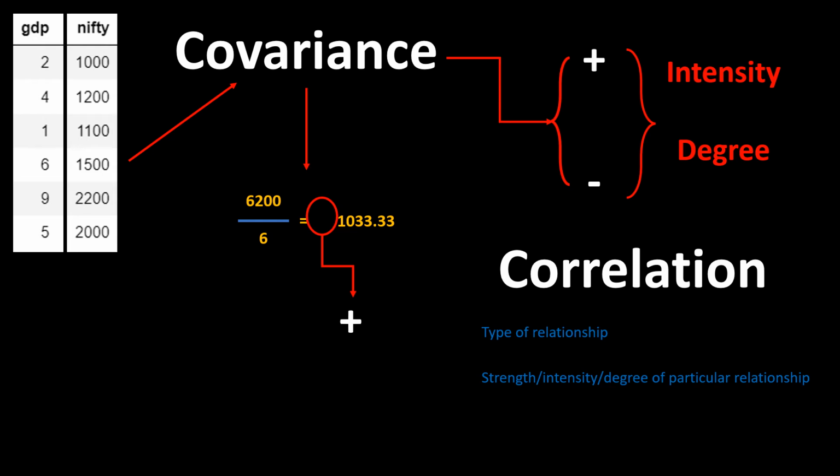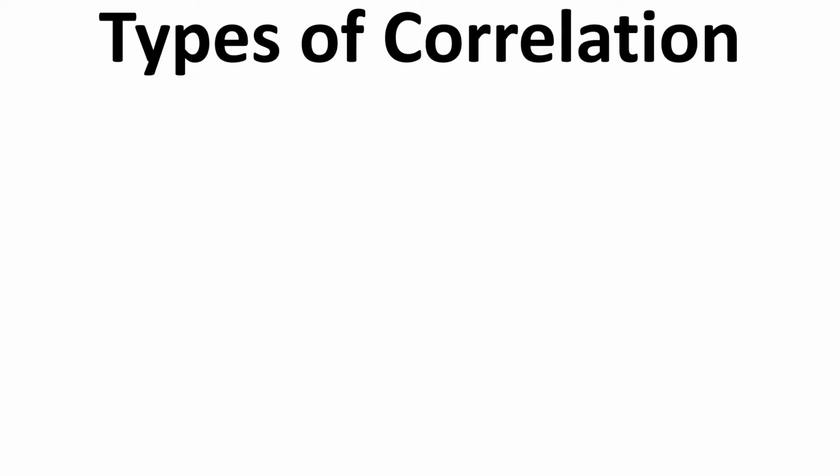So if you have not seen covariance, if you don't know how to calculate covariance, you don't need to find the covariance separately and correlation separately. If you learn how to find correlation, covariance will automatically be covered. Okay, so please continue with the video.